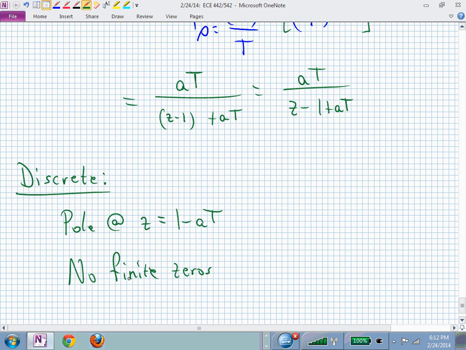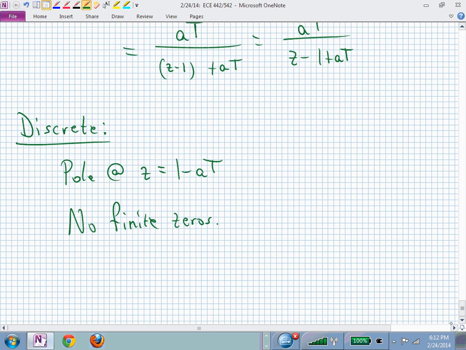This is looking kind of consistent with what we had before, right? We have one pole, and is it stable? Well, we don't know. It may depend on the choice of A and T. If we didn't choose T properly, we might have problems. What about the gain of this? What low frequency gain? Let's say the DC gain. How do we find that?